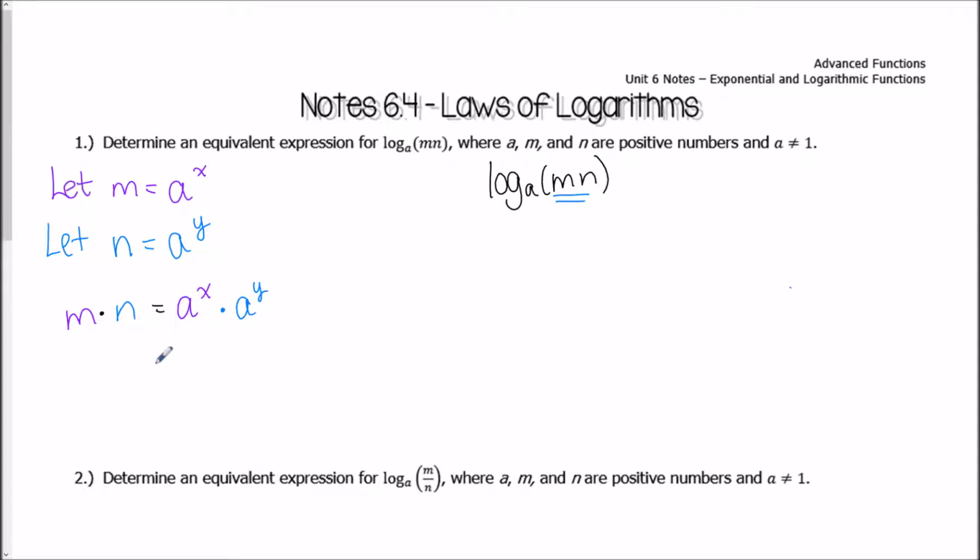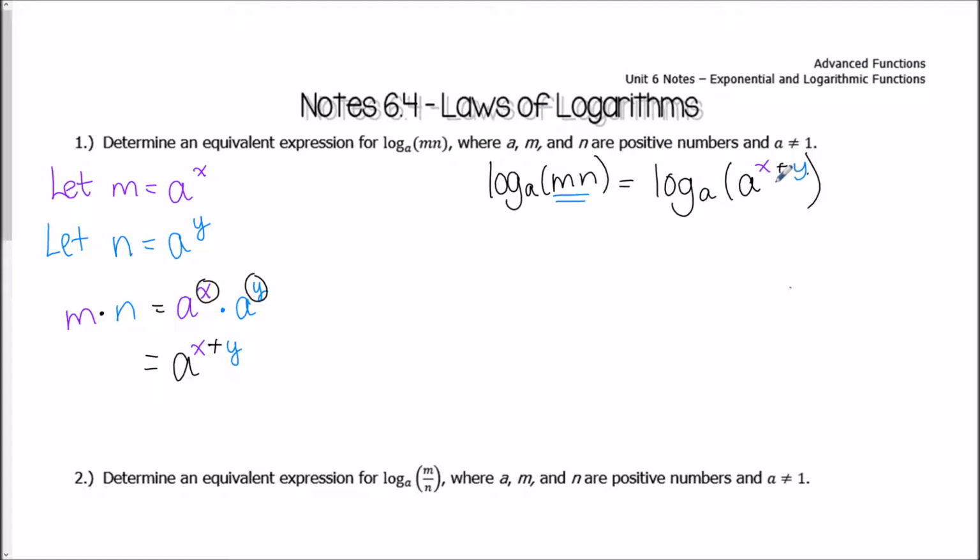But we know that when we multiply a to the power of x times a to the power of y, we need to add our exponents. So we get a to the power of x plus y. Based on that, this is equal to log base a of a to the power of x plus y. I haven't really changed anything; I'm just substituting in what we let m and n be, and we did our multiplication.